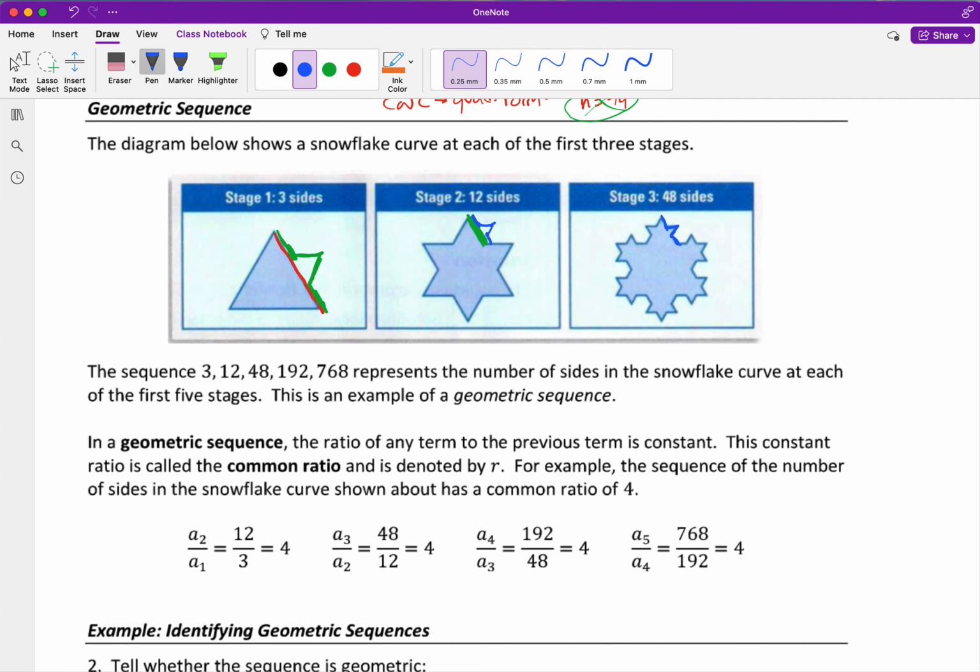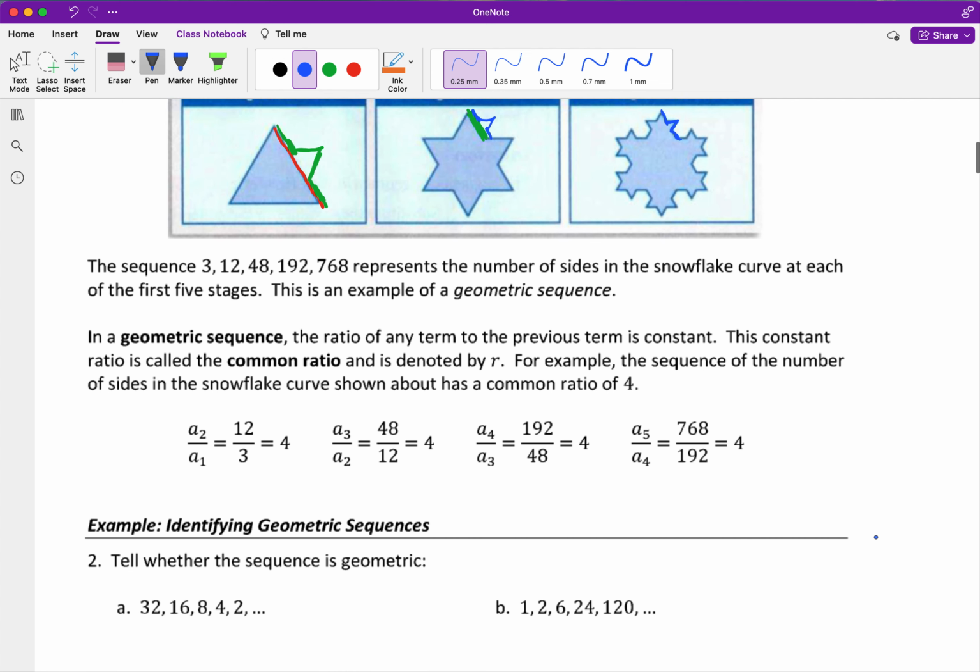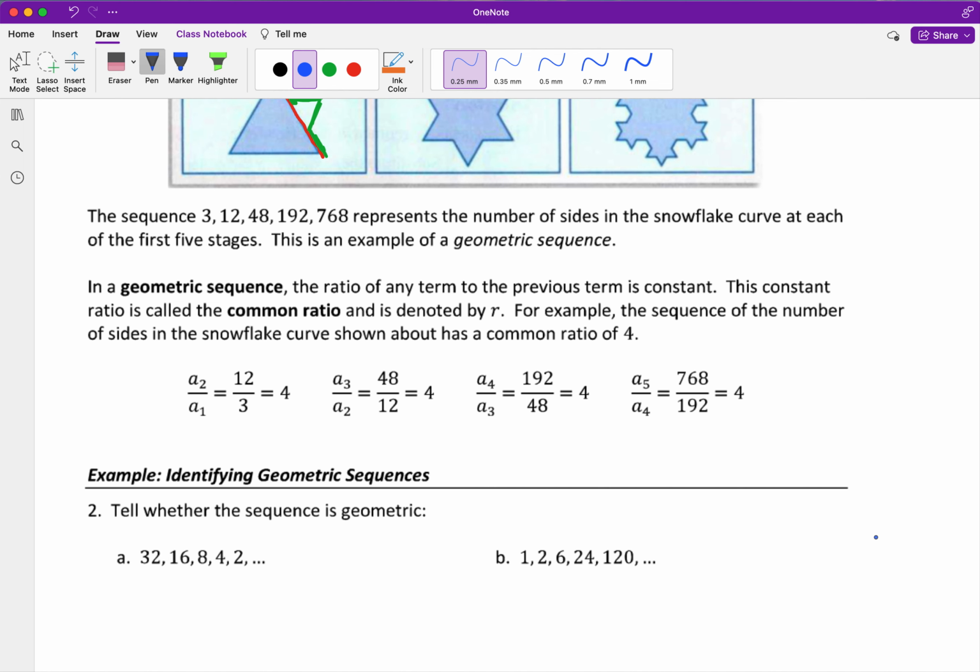Alrighty. So in a geometric sequence, we don't have a common difference like we did with arithmetic. We're going to have a common ratio. And the way we figure this ratio out is, like we did with the common difference where we did second term minus first term, we're going to do the second term divided by the first term. And if that always equals the same value, then that's our common ratio. So you can see here, I'm using this sequence that's right here, 3, 12, 48, and so on. So I do 12 divided by 3, that's going to be 4.